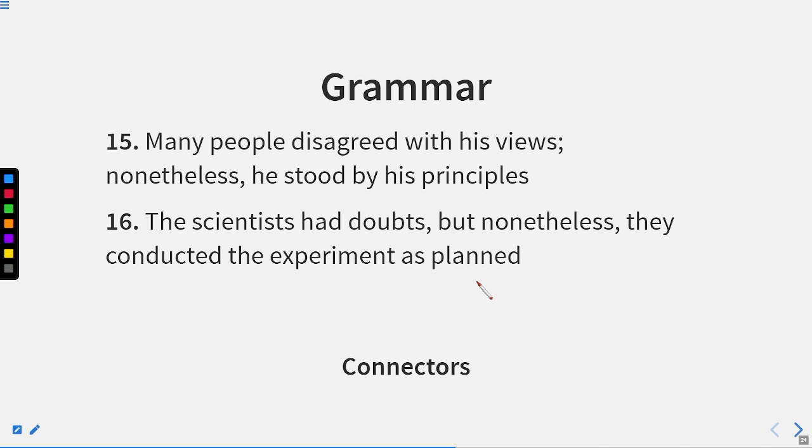Many people disagreed with these views. Nonetheless, he stood by his principles. The scientists had doubts, but nonetheless, they conducted the experiment as planned. Now, "but" is not required. We can use only "nonetheless". The scientists had doubts. Nonetheless, they conducted the experiment as planned.